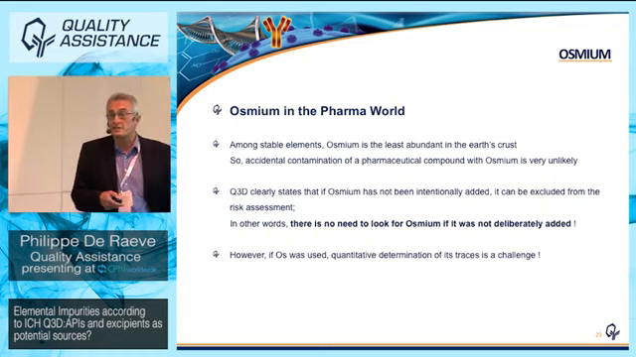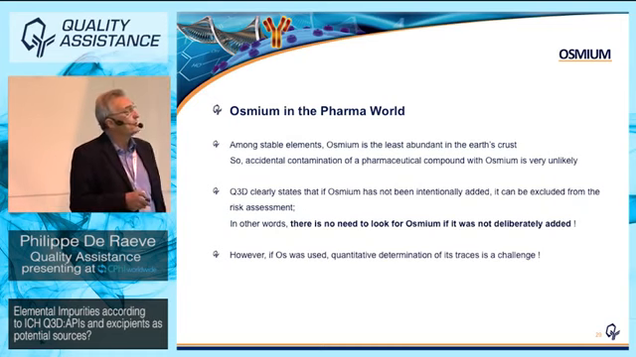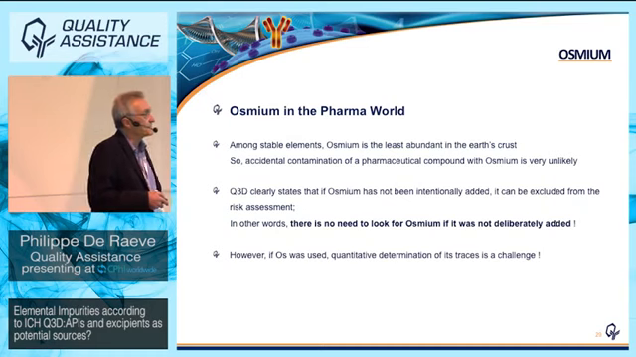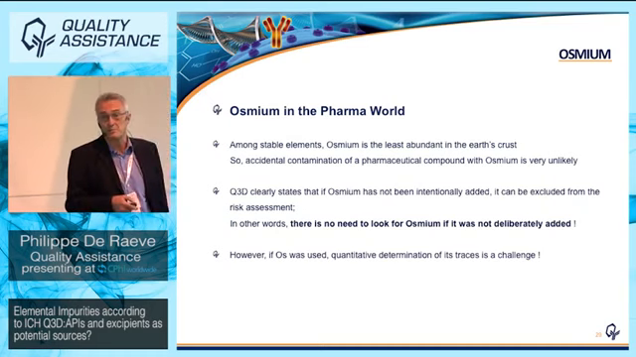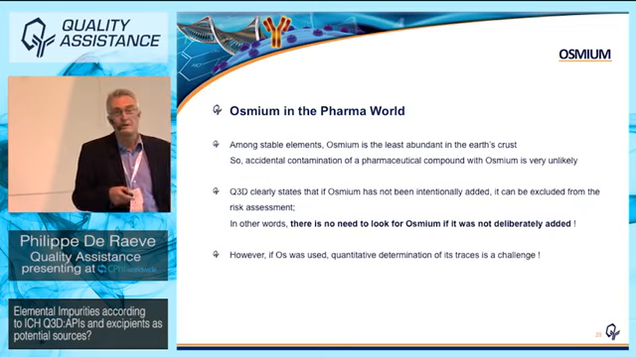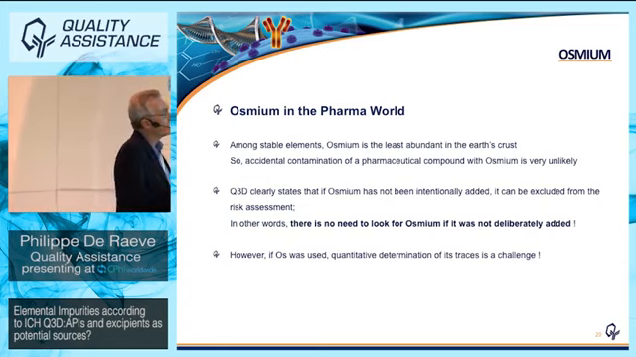Some words about osmium. Osmium is the least abundant element in the Earth's crust. So it is very unlikely that you will have contamination in your pharmaceutical product. However, if osmium has been used as a catalyst somewhere during the synthesis, then you will need to determine the residues of osmium in your product. And this is a challenge.